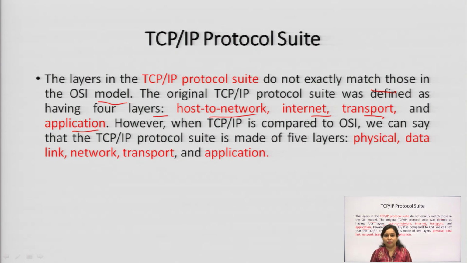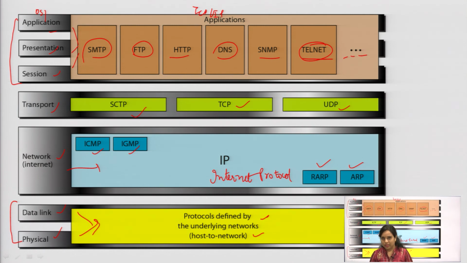Next, we have discussed the TCP IP, how the 7 layers of the OSI model are mapped to 4 or 5 layers of the TCP IP, that we have seen in this diagram, which I have discussed already. Of the 7 layers, you can see that the first 2 layers are mapped to the protocols defined. Then the network layer is mapped to the internet protocol layer, which has 4 different protocols: reverse address resolution protocol, address resolution protocol, ICMP, IGMP.